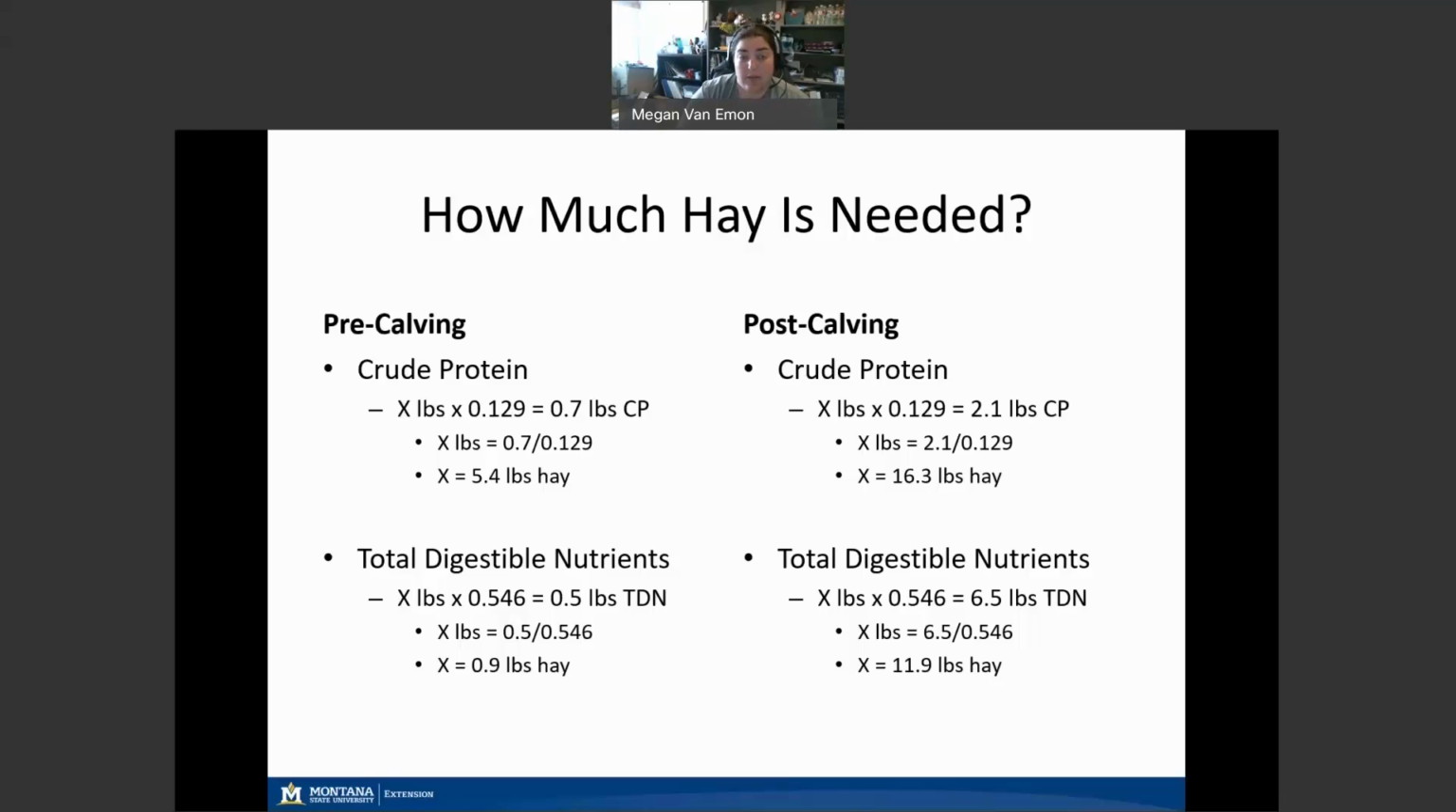Now, if we look at post-calving and feeding that same hay, we're going to do the exact same equations. As we can see on the right column, we need quite a bit more hay, about 10 pounds more hay to meet those requirements during post-calving than we did during pre-calving. The same can be seen with the TDN number as well, and that's just that increased demand of that calf for that lactation. So if we think about it that way, we figured out how much hay we need.